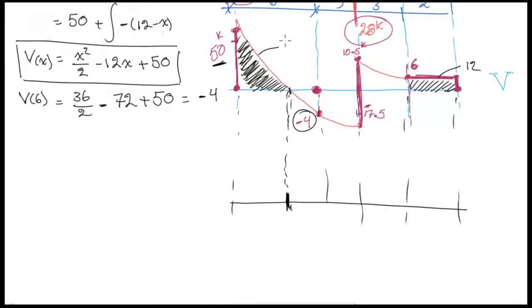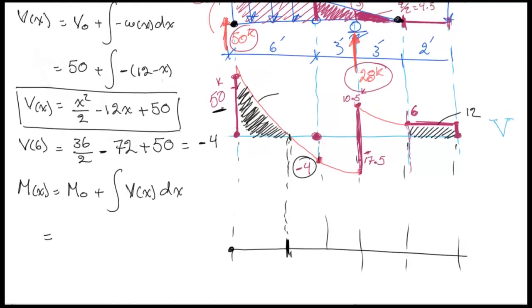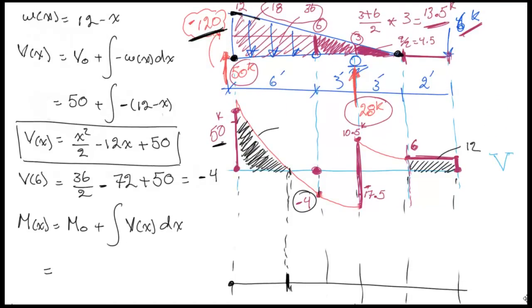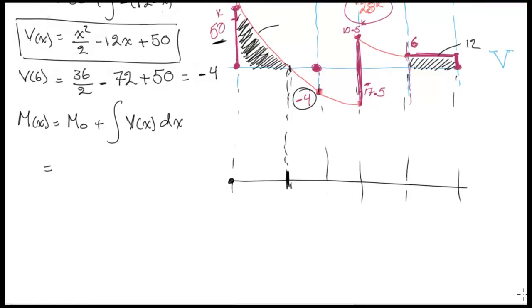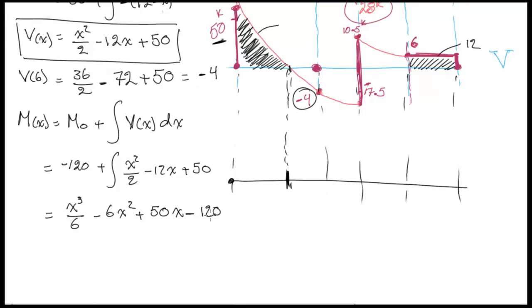Okay, and how do I do this? Again, M(x) equals M naught, which is the beginning moment, plus the integration of V(x) dx. And what is M naught? If I scroll back just a bit, this is M naught. It's 120 in the negative. Okay, so it's minus 120 plus the integration of x squared over 2 minus 12x plus 50. And if I do this integration, I will get x cubed over 6 minus 6x squared plus 50x minus 120. This is my moment equation.